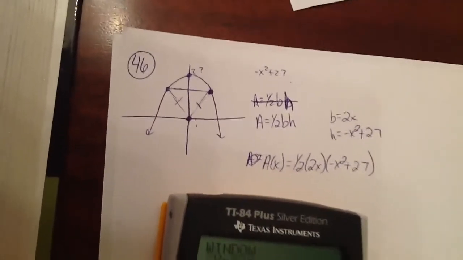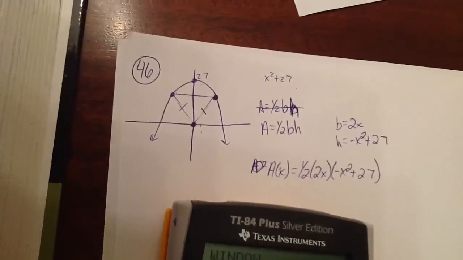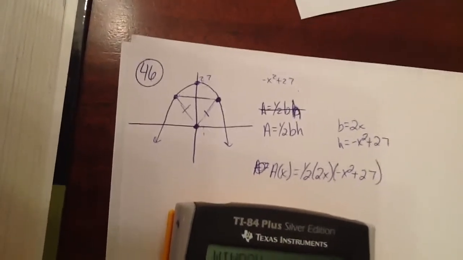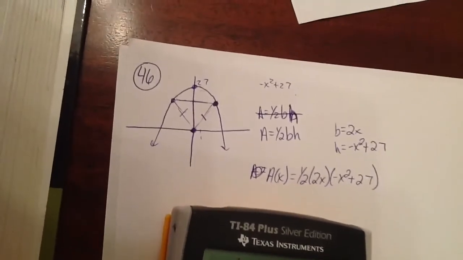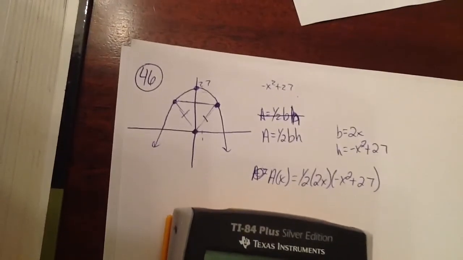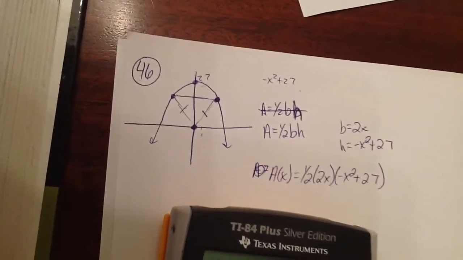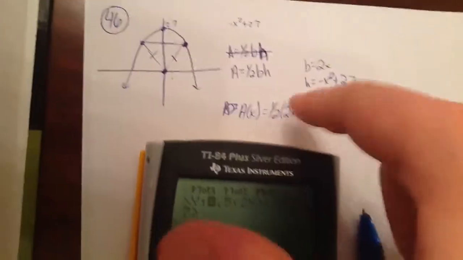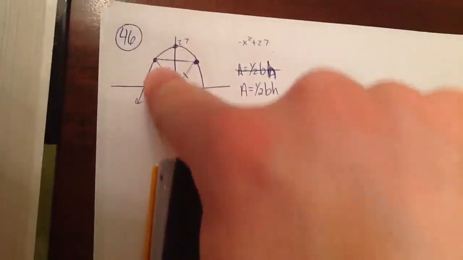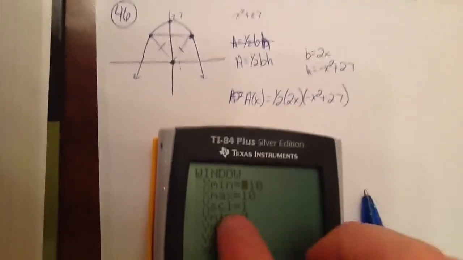X min negative. And that looked way too skinny, so I'm just going to go like negative 10 to 10. And y min would be 0 to 20. Yeah, let's try that. That was horrible. What the heck happened? Oh, duh. I'm graphing the area of the triangle. I'm not graphing the parabola. That was stupid. Alright. Well, what do I need here?